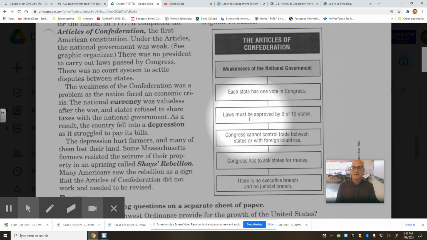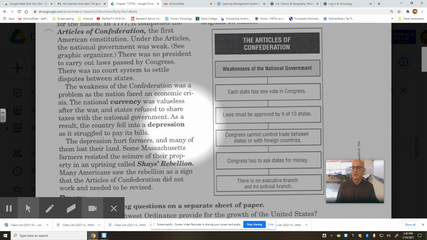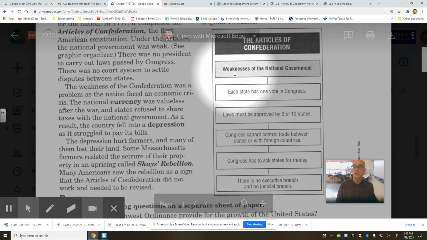Now, the chart on this section is titled the Articles of Confederation. And again, the Articles of Confederation, as we just learned, was our nation's first constitution that was drafted by the Continental Congress in 1777. And the weaknesses under the Articles of Confederation, one of the facts, rather, regarding the Articles was the weakness of the national government.